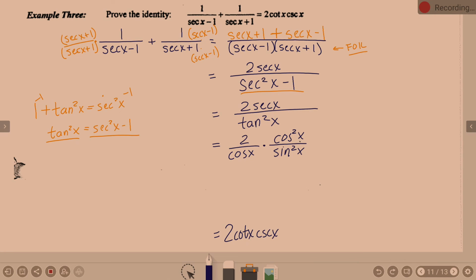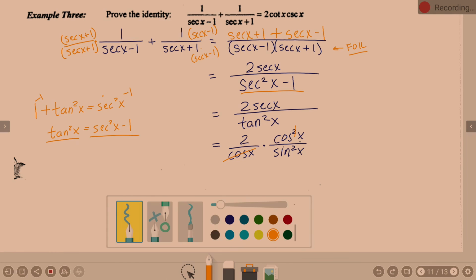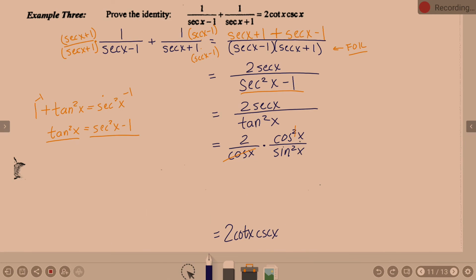That is right this time. I can do the cancel. So, yes, 1 cosine on bottom can cancel with 1 cosine on top. And now, guys, you have to look. I have a 2, and I have a cosine on top, and I have a sine squared on bottom. This somehow has to magically become 2 cotangent cosecant. We have the 2, right? Manipulate here. What do we need to do with the cosine over sine squared to make it show this?